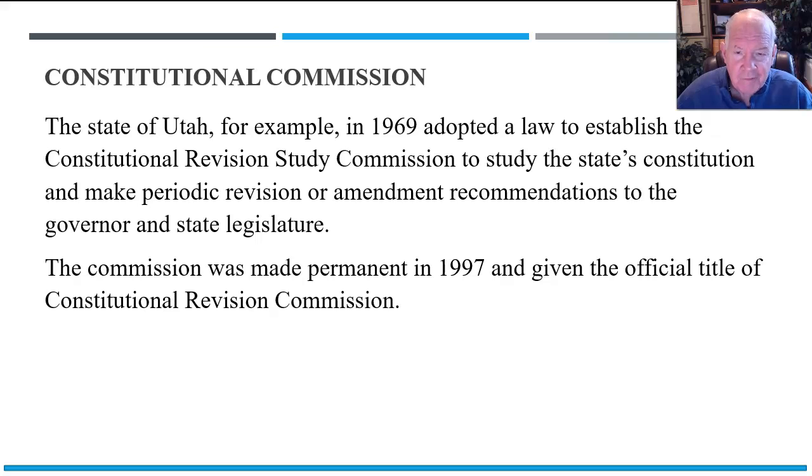The state of Utah, for example, in 1969, adopted a law to establish the Constitutional Revision Study Commission to study the state's constitution and make periodic revision or amendment recommendations to the governor and state legislature. The commission was made permanent in 1997 and given the official title of Constitutional Revision Commission.